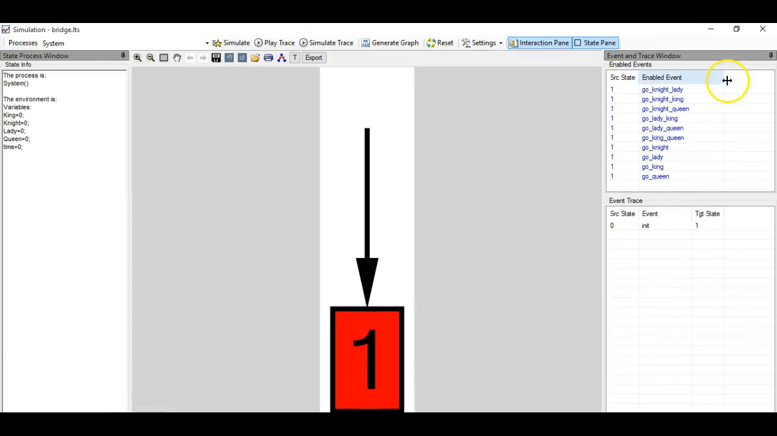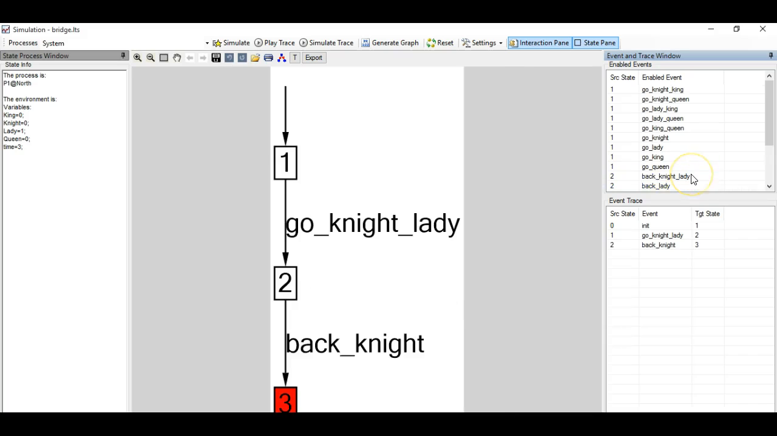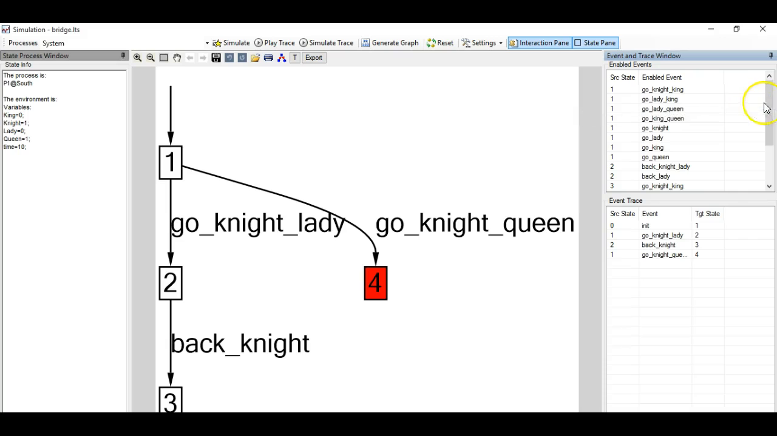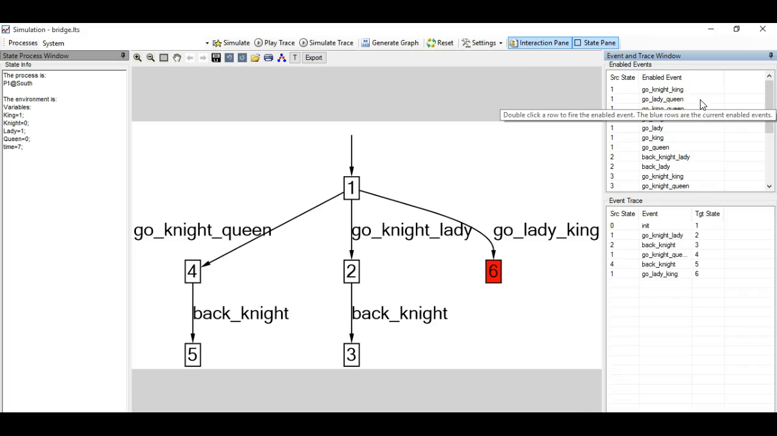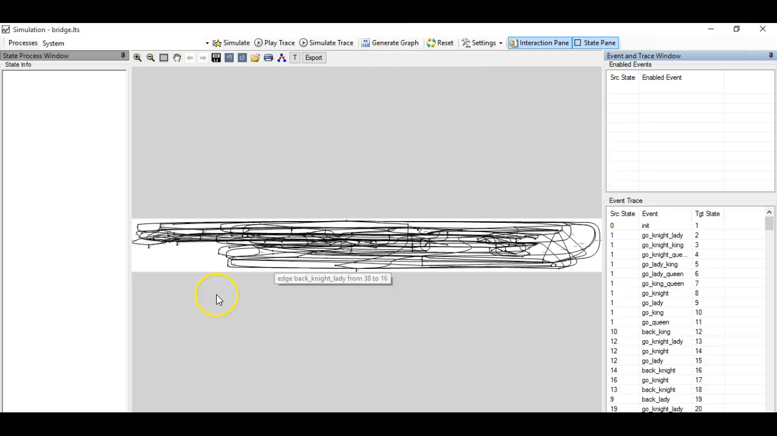To solve this problem, the tool will walk through all the possible permutations in the entire game. So, for instance, the first move could be the knight and the lady could cross first, and then the knight could come back on the second move. Or another possible first move would be the knight and the queen crossing first, and then the knight coming back. Or another first move could be the lady and the king crossing first. So you can see if we generate all the permutations of the entire game, it would look something like this. We've just effectively played the game using all possible combinations of moves that there can be.